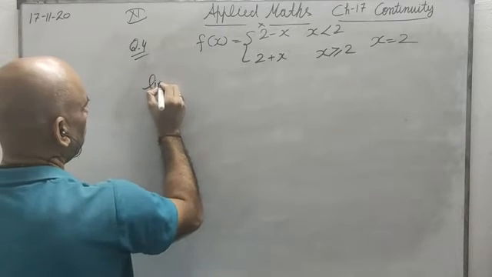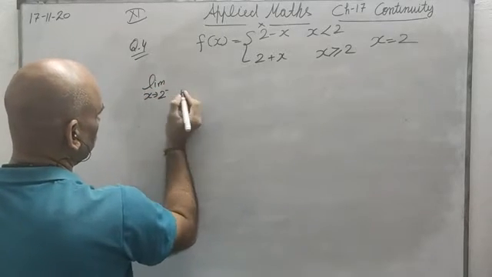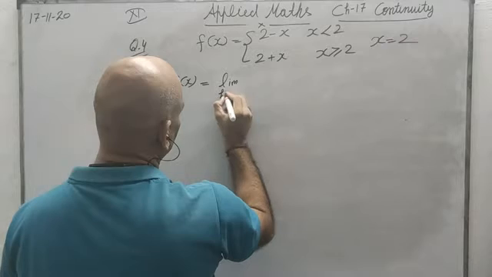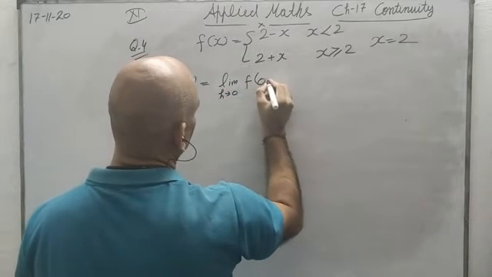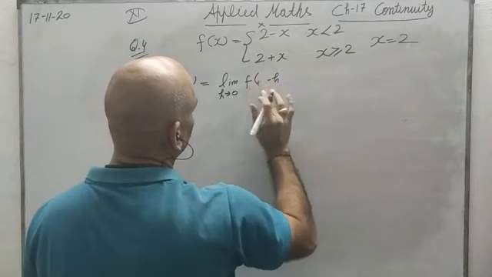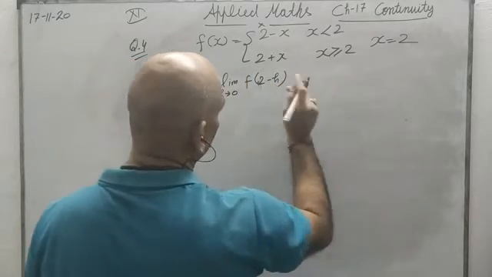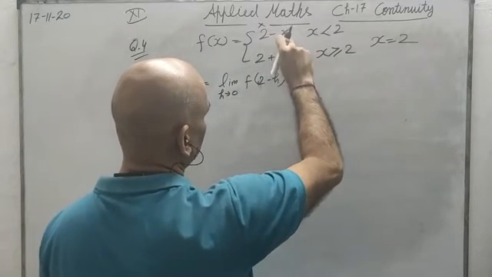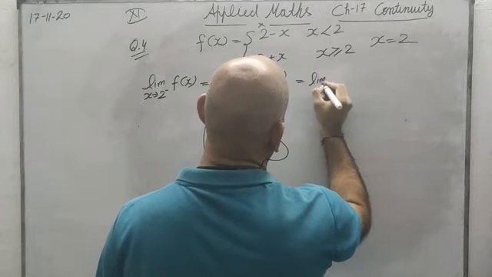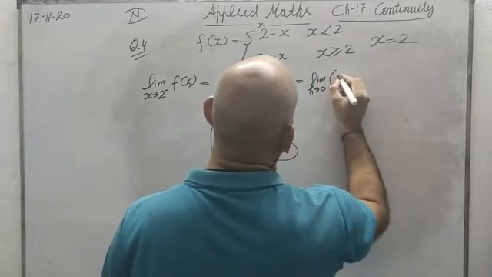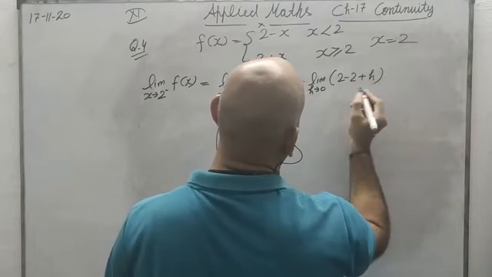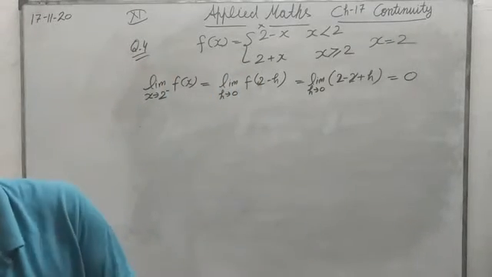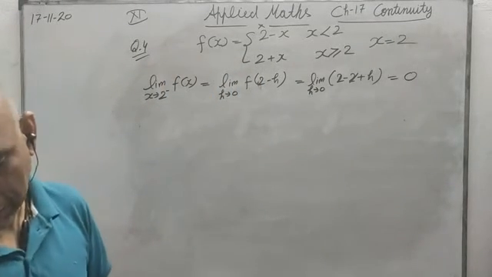So simply, limit x tends to 2 negative f(x), that is the left hand limit. So limit h tends to 0, f(2 minus h). 2 minus h is less than 2, so the value of the function will be 2 minus x. In this, in place of x, I am going to substitute 2 minus h. I got limit h tends to 0, 2 minus 2 plus h. 2 and 2 is cancelled, and when h is 0, I got the value of the left hand limit as 0.